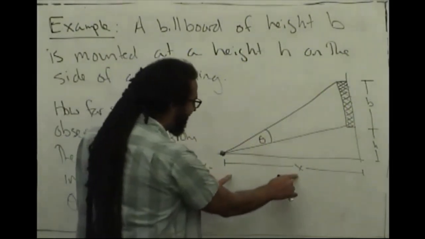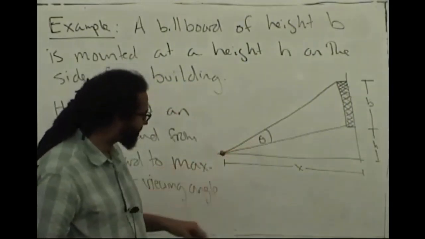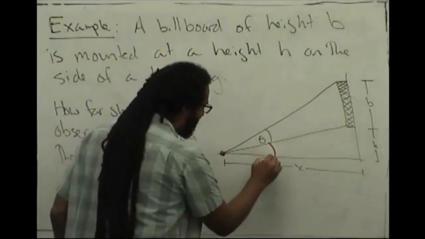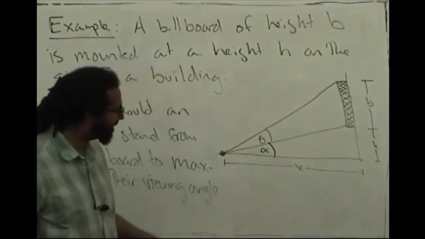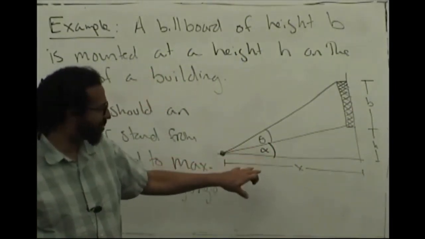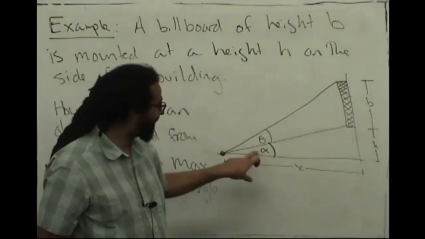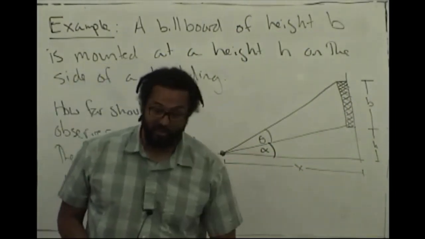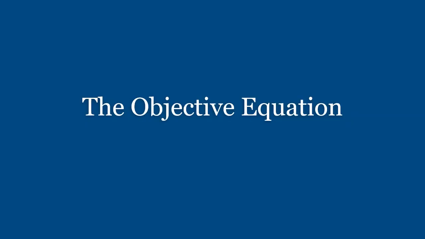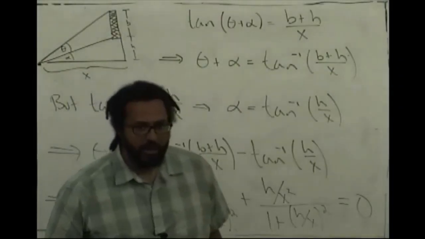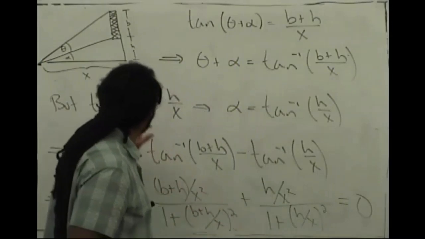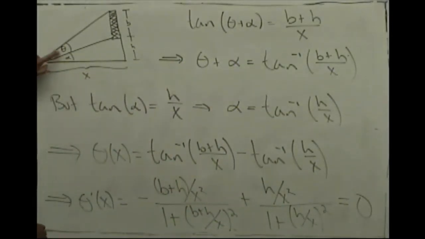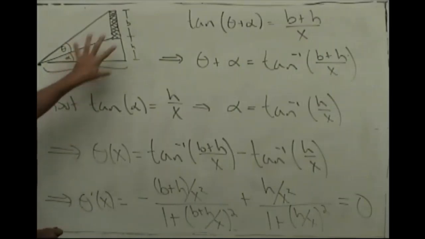So we need to find x that will maximize theta. And also, we'll need to introduce this other angle alpha in here that will also play a part. So we'll need to figure out how to write this thing down in terms of x as well. Okay, so in this situation, our goal is to find x that will maximize theta, given that this height and this height, those things are both fixed. Okay, so how do we relate all these quantities?